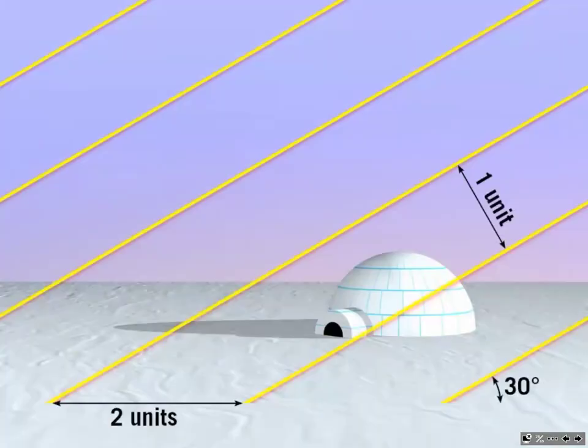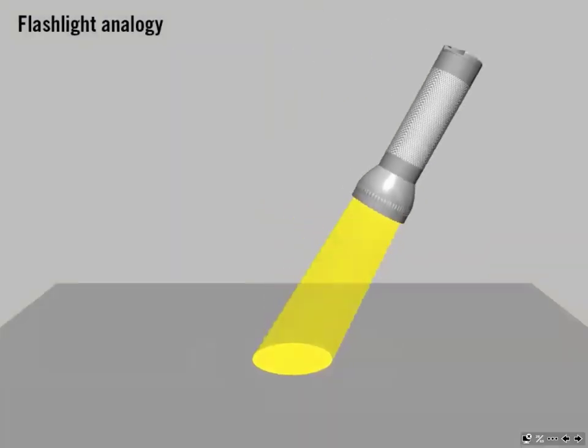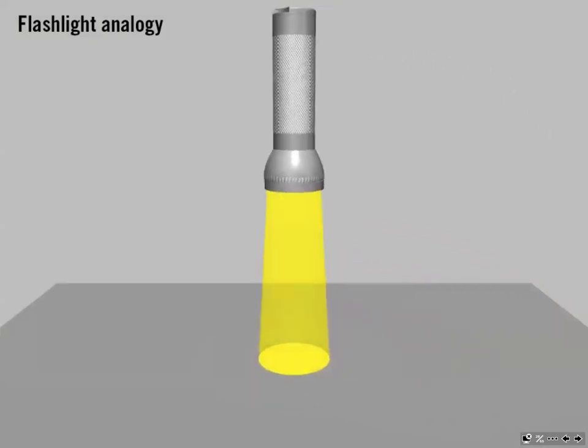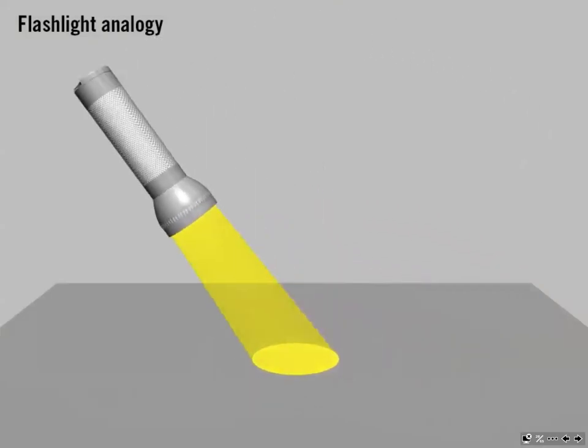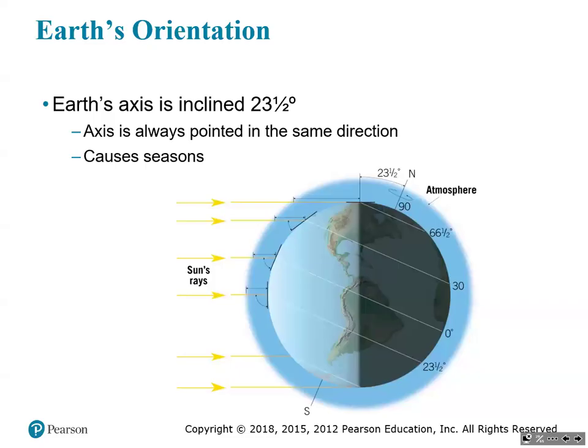Let's use an analogy, a flashlight. The flashlight's putting out a constant amount of light, but if you change the angle between a desk and the flashlight, you'll see that that light is spread out over a larger area. And if you do this with a flashlight, you'll see that effectively dims the light because you spread it out over a bigger area. And that means the places that get less light per unit area are cooler because they get heated up less.